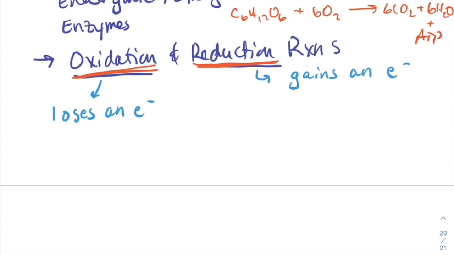Alrighty. So an oxidation is losing an electron. A reduction is gaining an electron. Let's look at an example here. Let's say I have an iron ion. Say that 12 times really fast. Iron ion. Iron ion.